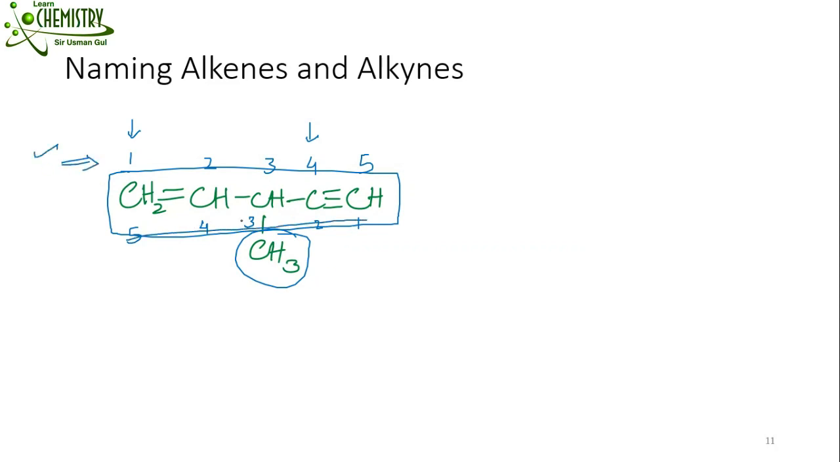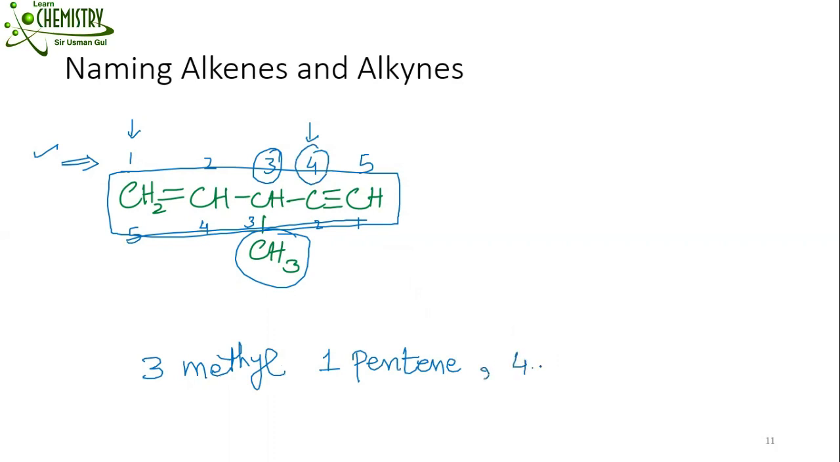Okay, remember another thing here, we have a branch as well. This branch is on carbon number 3. So first we will write the name of the branch as well as the position, that is 3 methyl. After that I will write the location of the carbon double bond. It will be 1, and there are 5 carbons, so it will be 1 pentene. One thing is left, that is where the carbon carbon triple bond is. It was on carbon number 4, so I can write this in this way, 4 yne.